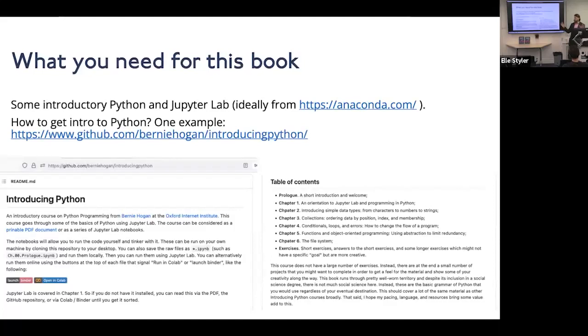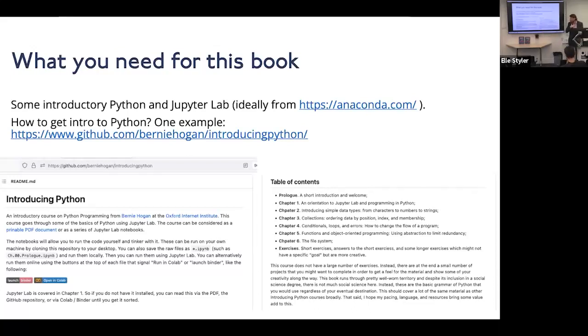So if you're sold on the book, here's what you need. You might need some introductory Python and JupyterLab. How to get intro to Python? There's 1,001 courses out there. I didn't want to make the first bit of the book an intro to Python because it's been done to death. Including by me. I've got my own Introducing Python book. You can go to this GitHub page, get Introducing Python. It's got a PDF there, and it's also got the book as live JupyterLab notebooks that you can use yourself, and you can walk through the entire book.